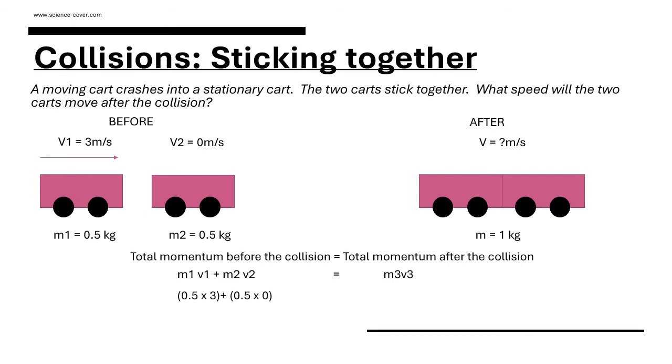Next, substitute in the values that we have. 0.5 multiplied by 3 plus 0.5 multiplied by 0. And we also know that the mass of the two carts together, m3, is 1 kilogram. So we can call this 1 times v3. This means that we have 1.5 plus 0, and it's equal to v3. This means that v3 is equal to 1.5. So the two carts after the collision move off with a velocity of 1.5.